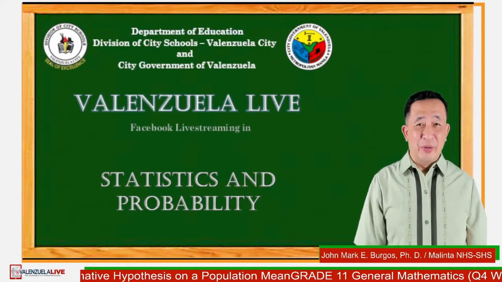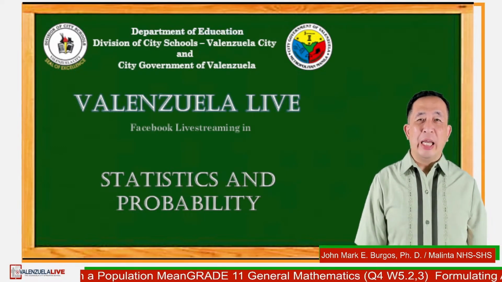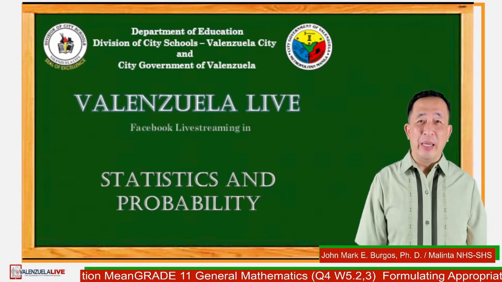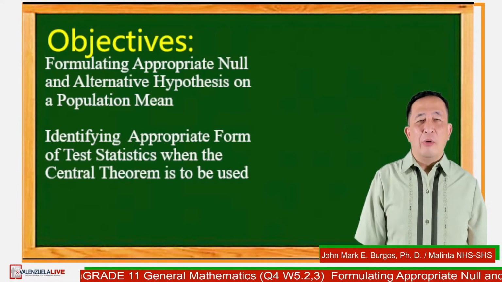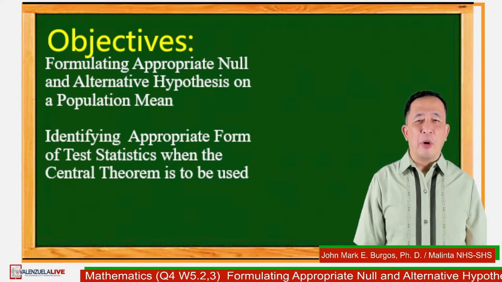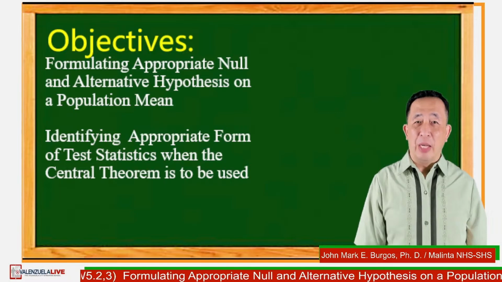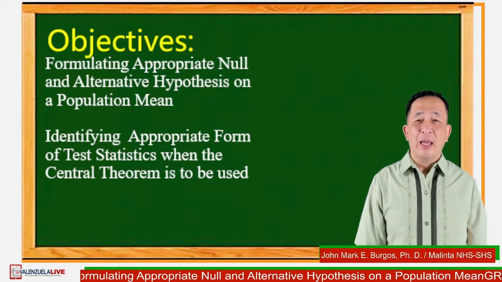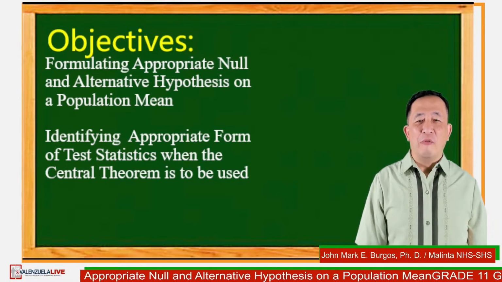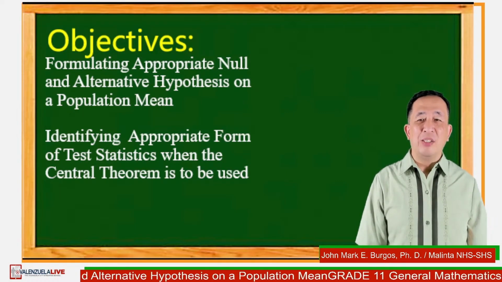Hello, good morning. I'm Dr. John Mark E. Burgos, your teacher in statistics and probability. Our objectives for today are formulating appropriate null and alternative hypotheses on a population mean and identifying appropriate form of test statistics when the central limit theorem is to be used.